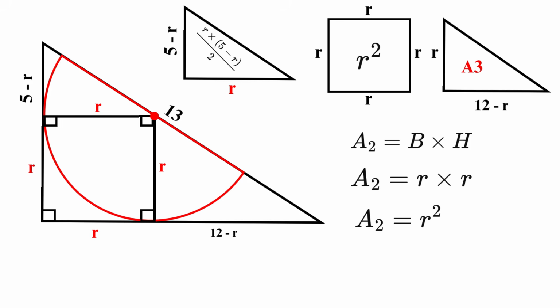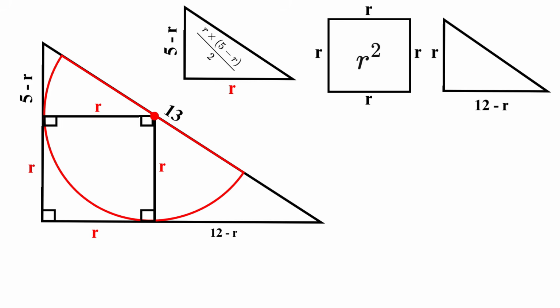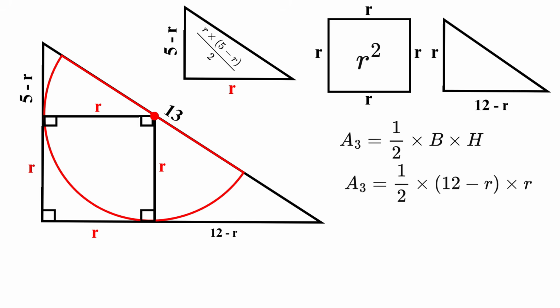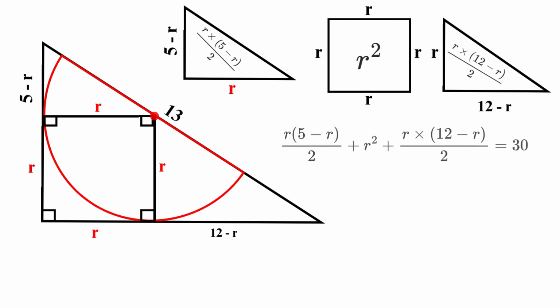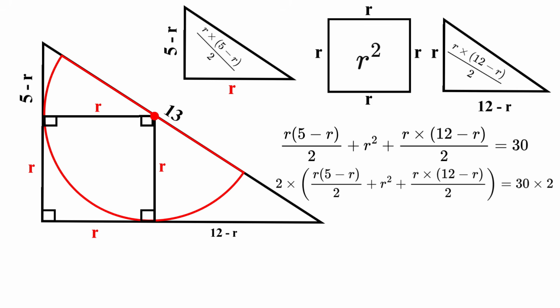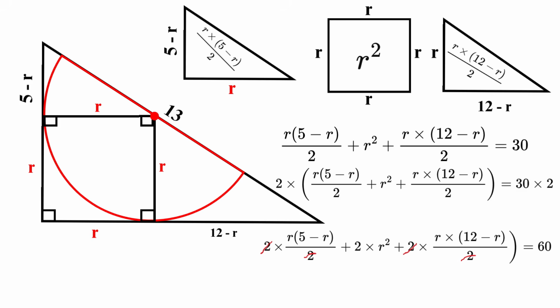And the last one is the bottom triangle. We already discussed that its area equals 1/2 times base times height. The base is 12 minus r and height is r. And all of these areas add up to 30. Multiply both sides by 2 to clear the fractions, and we get r times (5 minus r) plus 2r squared plus r times (12 minus r) equals 60.